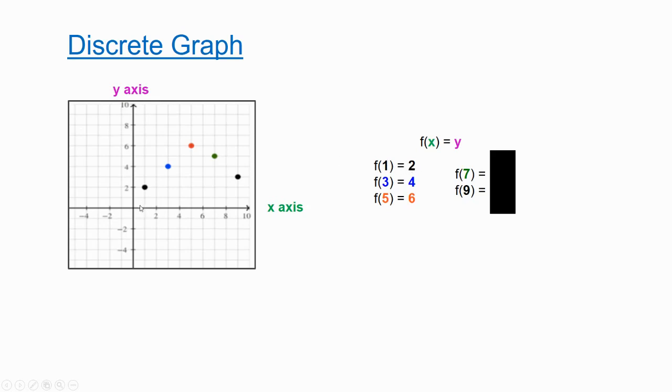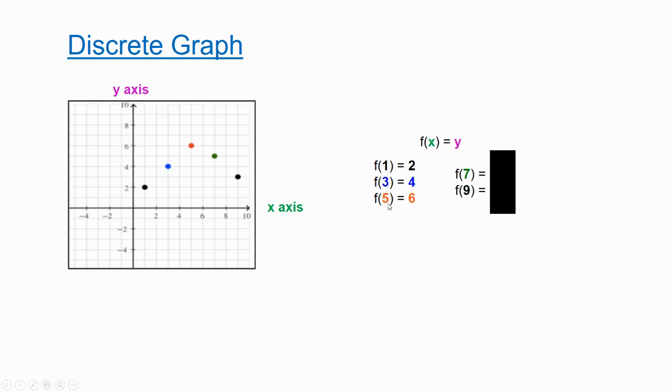What about when x is 3? Well, 1, 2, 3 for x. What's the output? 1, 2, 3, 4 for y. So for f of 3, we get the answer of 4.